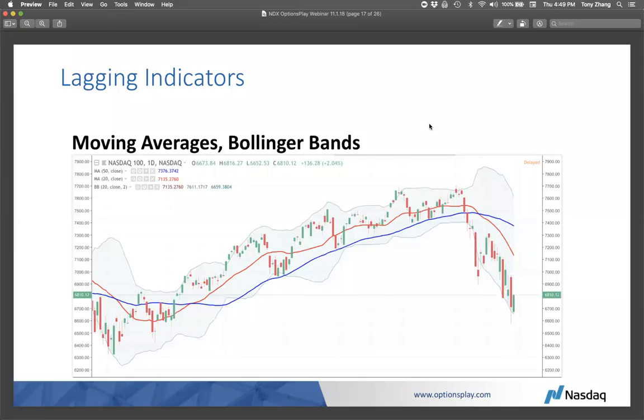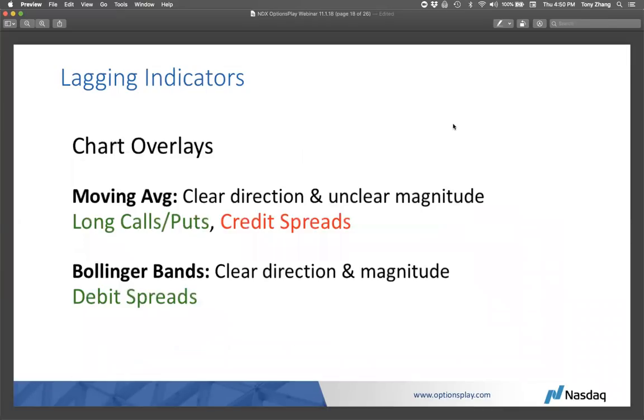What's important to understand about these indicators is that they don't give you a sense of magnitude, generally speaking. When you have a moving average crossover, these are designed to give you an idea of what the trend is, based on an average of what's going on historically. These generally don't give you a sense for how far something can go. And because of that, chart overlays such as moving averages give you a clear sense of direction but an unclear sense of magnitude. This is where you generally want to buy calls and puts on a moving average crossover, or you can trade credit spreads, because this is where you have a sense of direction but no sense of magnitude.